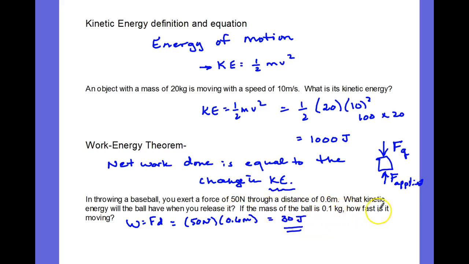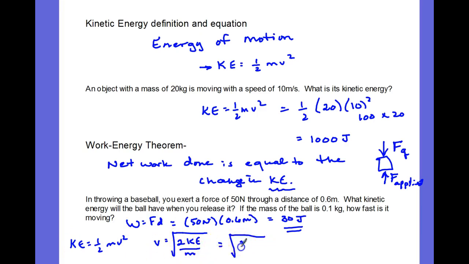If the mass of the ball is 0.1 kilograms, how fast is it moving? Well, now we can use the kinetic energy formula. So if kinetic energy is 1/2 mv squared, then the velocity is equal to the square root of 2 times the kinetic energy over the mass. You'll use this formula in the conservation of energy lab to find velocity, by the way.